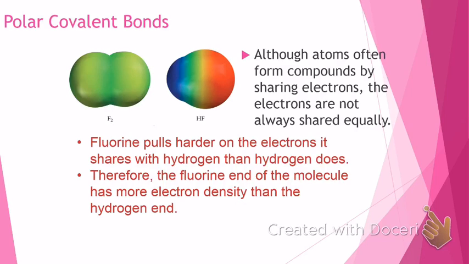A lot of times they'll say that this end is slightly more negative, using a lowercase delta, and this end is slightly more positive. Another way they like to show it is to draw an arrow showing the direction the electron density is being pulled, and the end that's more positive gets a little plus sign. This is called a polar covalent bond, because in a polar covalent bond, the electron density is not shared evenly. Okay? And so this compound would be a polar compound.